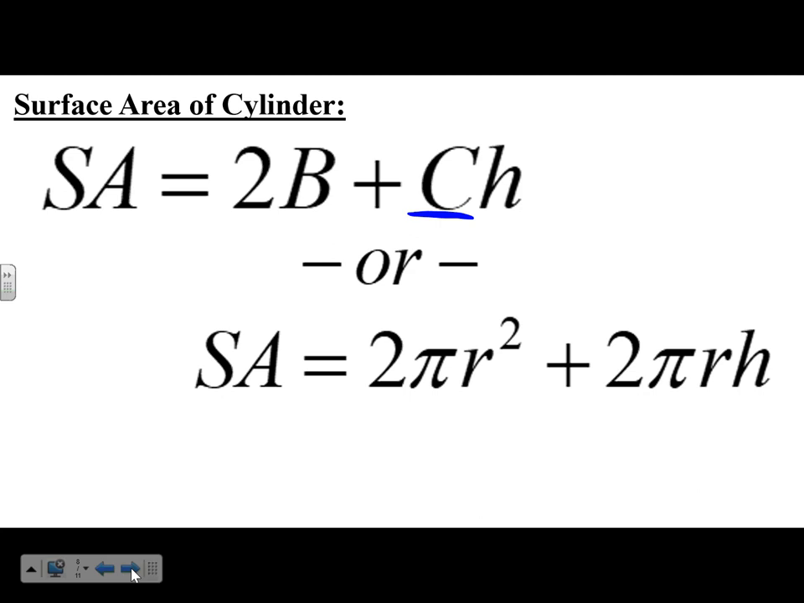Now here's the deal. I always memorized this formula when I was in high school because that way you could use that formula for everything. 2 times the base area plus the perimeter times height.